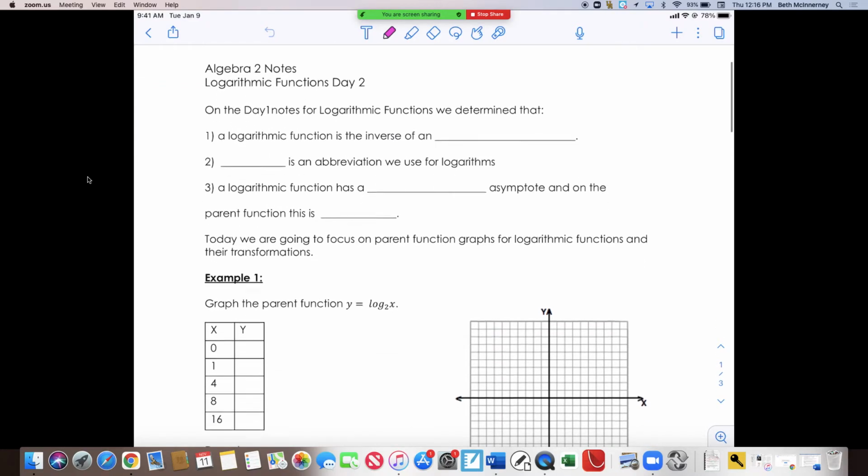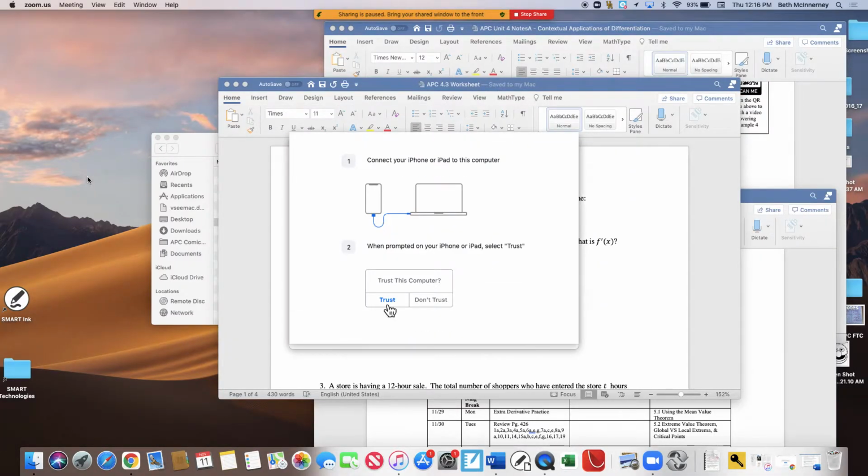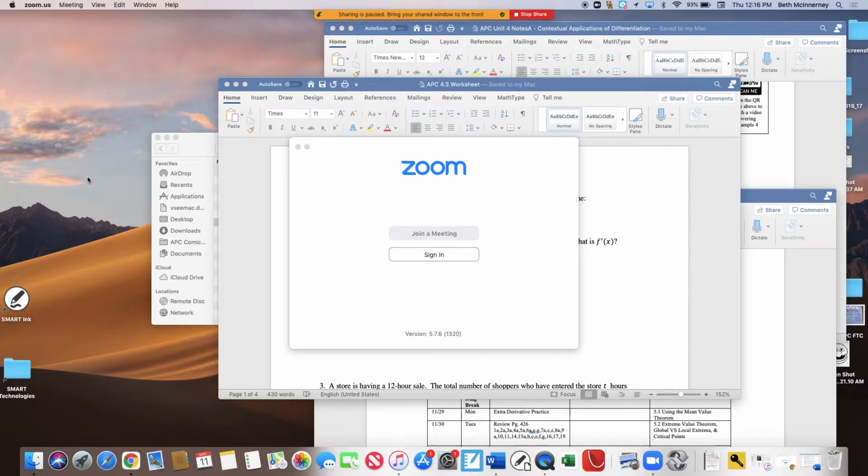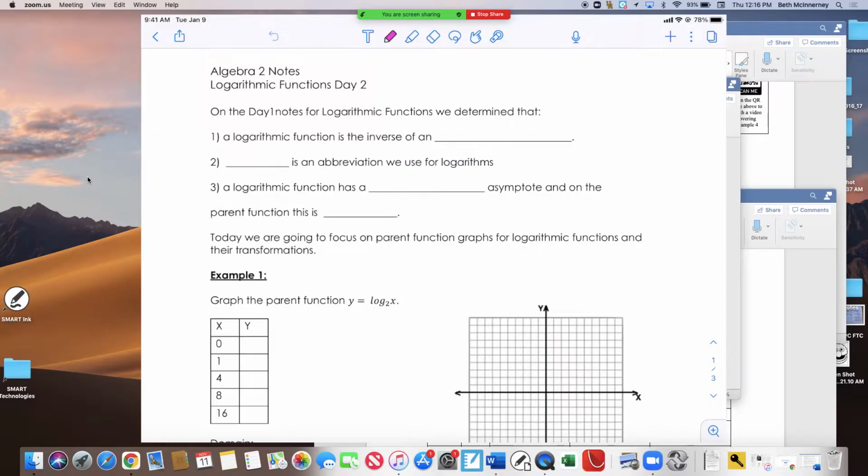Notes that we talked about yesterday, a logarithmic function is an inverse of... sorry about that part. Well, I asked you this in the check-in form. What is the inverse of the logarithmic function? Good job, exponential. There we go.